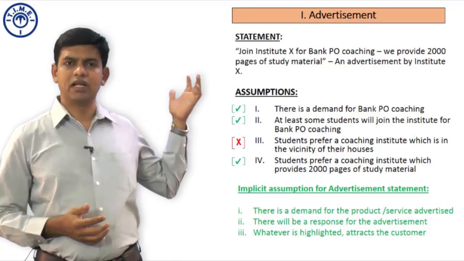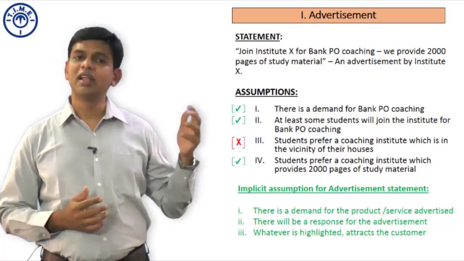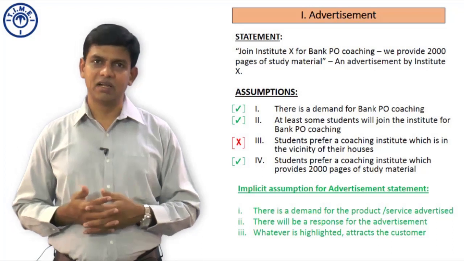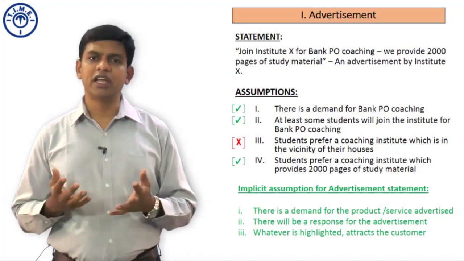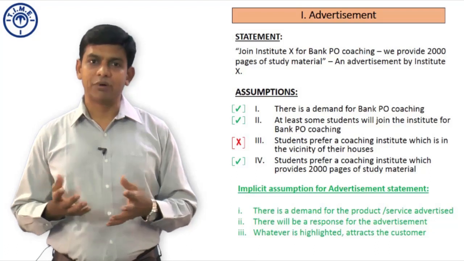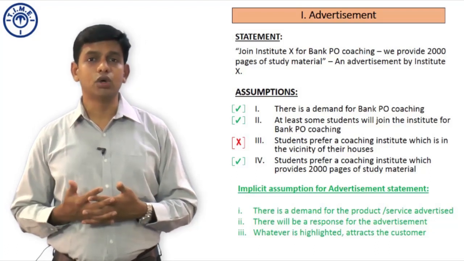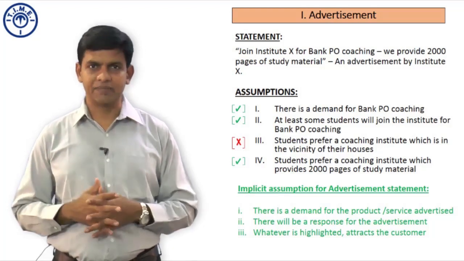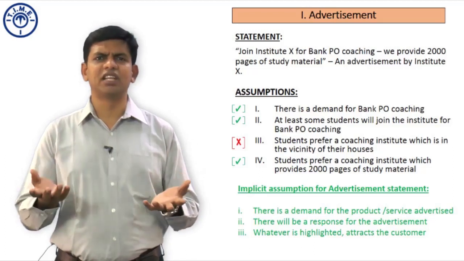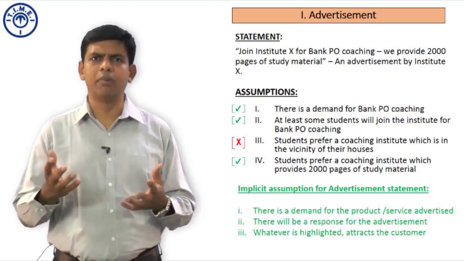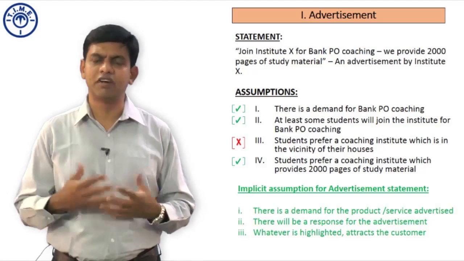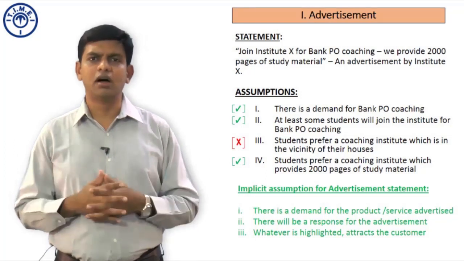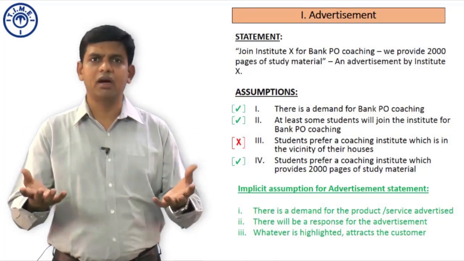Now, let's first look at the first type of standard statement, which is the advertisement. On the screen, you can see that there is a statement given. The statement goes like this: join Institute X for bank PO coaching. We provide 2000 pages of study material. An advertisement by Institute X. So this is a type of statement. Advertisement is nothing but a promotional technique to make people aware of what products and services I offer and what may be a USP, unique selling proposition, of my institute or my company or my activity.